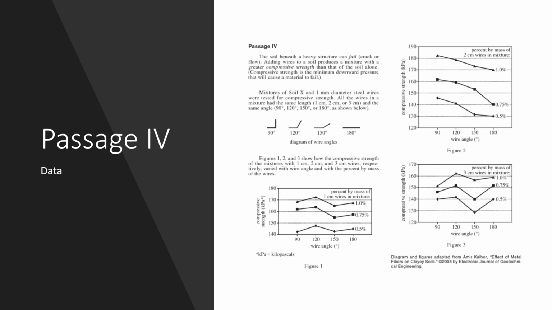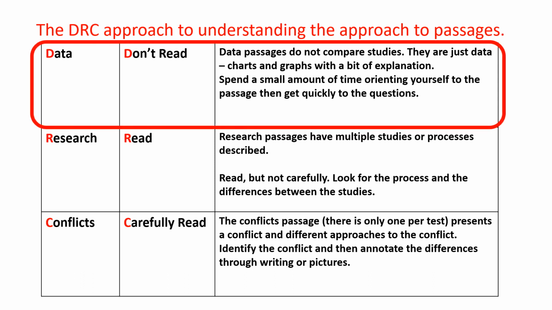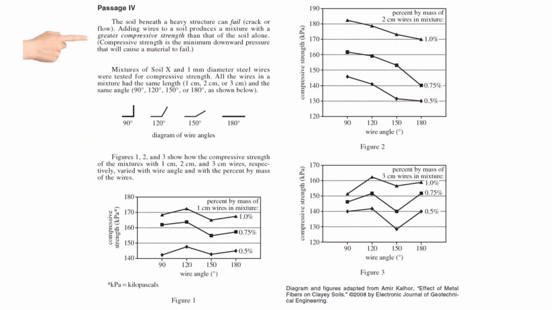This is passage 4. It's a data passage. For data passages, we're not going to read our DRC approach. Data, don't read. We're just going to quickly skim, orient ourselves to the passage. I think about 15, 20 seconds is what I would take. So I like to skim the intro paragraph.